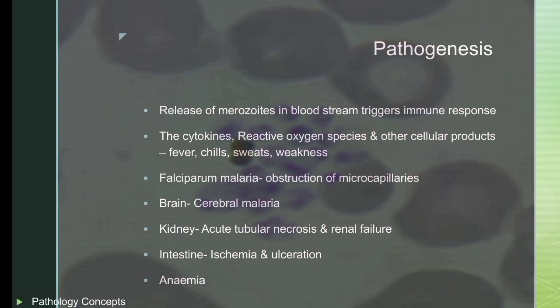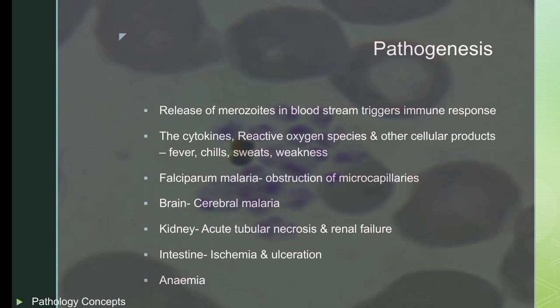Let's see the pathogenesis. When the schizont matures in the RBC and ruptures, it releases merozoites into the bloodstream, and this triggers the immune response. The cytokines, reactive oxygen species, and other cellular products released during this immune response are the cause of the fever, chills, sweat, weakness, and other symptoms. In falciparum malaria, infected RBCs adhere to the endothelium of capillaries and postcapillary venules, leading to obstruction of microcirculation and tissue anoxia.